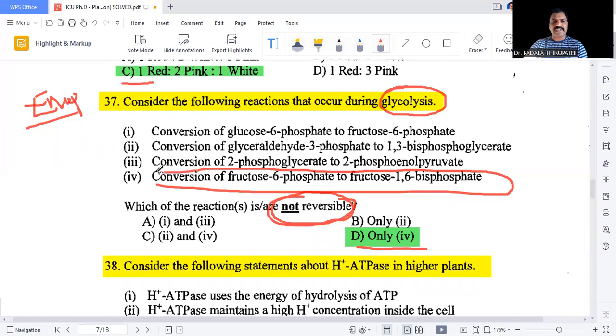The remaining are reversible reactions. The conversion of glucose 6-phosphate to fructose 6-phosphate is an isomerization reaction, so it is reversible. The conversion of glyceraldehyde 3-phosphate to 1,3-bisphosphoglycerate is also reversible. The conversion of 2-phosphoglycerate to phosphoenolpyruvate is also reversible in glycolysis. Whereas the conversion of fructose 6-phosphate to fructose 1,6-bisphosphate is not reversible.